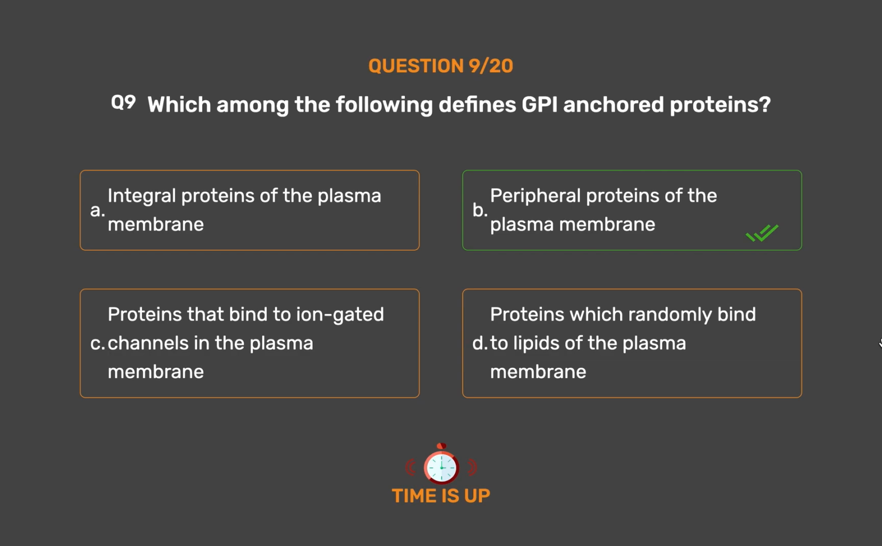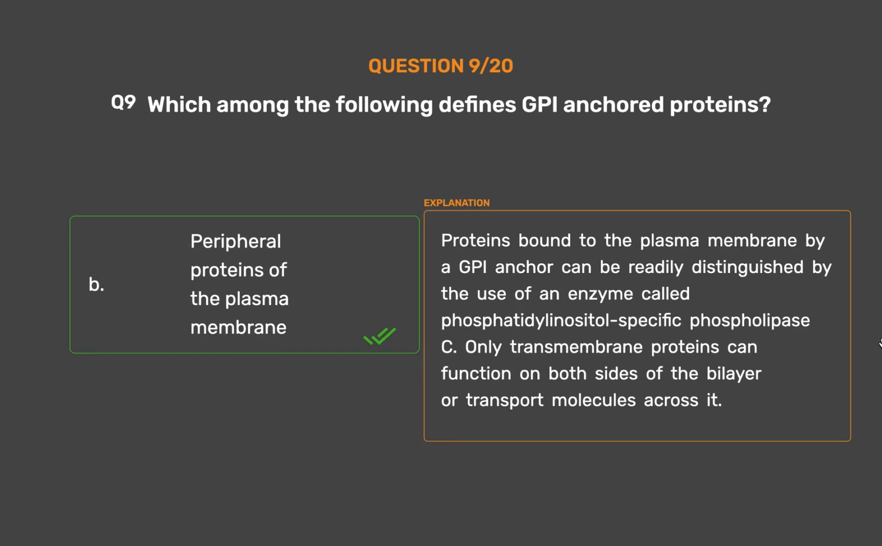Peripheral proteins of the plasma membrane. Proteins bound to the plasma membrane by a GPI anchor can be readily distinguished by the use of an enzyme called phosphatidylinositol-specific phospholipase. Only transmembrane proteins can function on both sides of the bilayer or transport molecules across it.